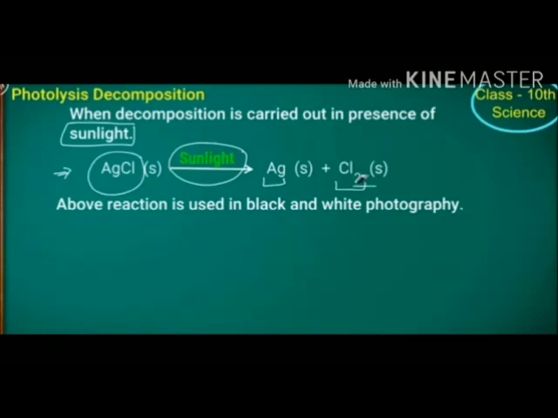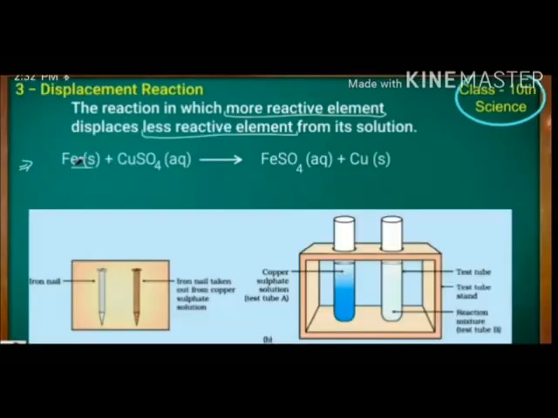Photolysis decomposition occurs in the presence of sunlight, like AgCl, silver chloride, breaks down into silver and chlorine. This reaction has been used in black and white photography. When we take a photograph and want it in black and white, this type of reaction, photolysis decomposition reaction, is carried out. So there are three types of decomposition reaction: heat, light and electricity.